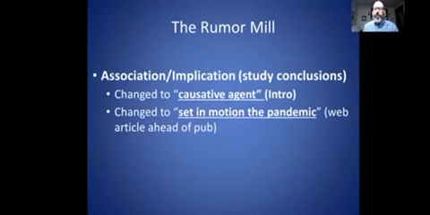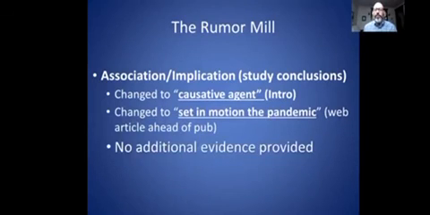So just to summarize the whole rumor mill thing, we have the papers that actually did the studies, and they claim that there's an association or an implication of the virus in the illness, far from any declarative statement about causation. Then in the third paper, it was changed to causative agent, and then it was changed to set in motion the pandemic. So stronger and stronger statements. And no evidence was provided at all to back up those statements, just flat out lies.